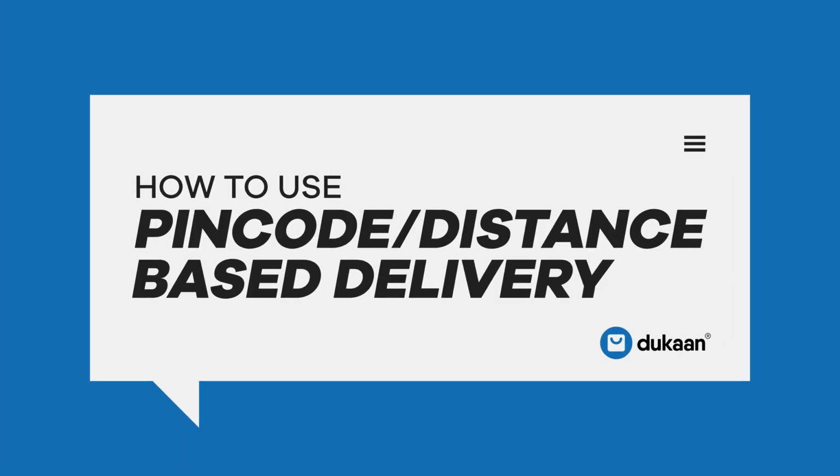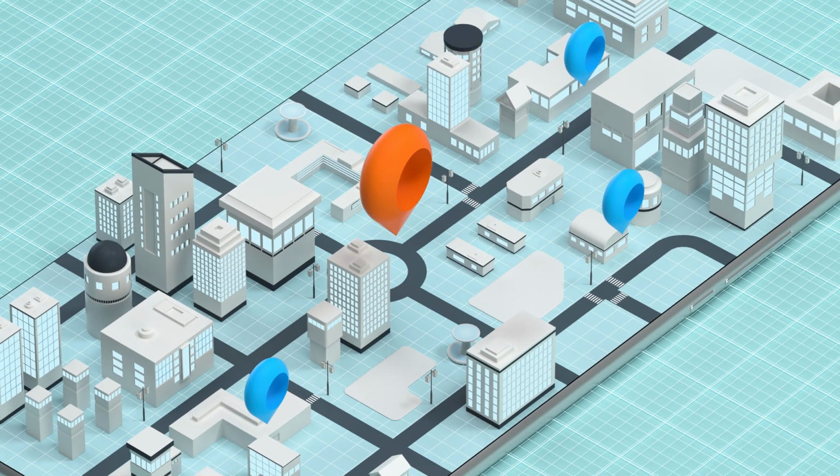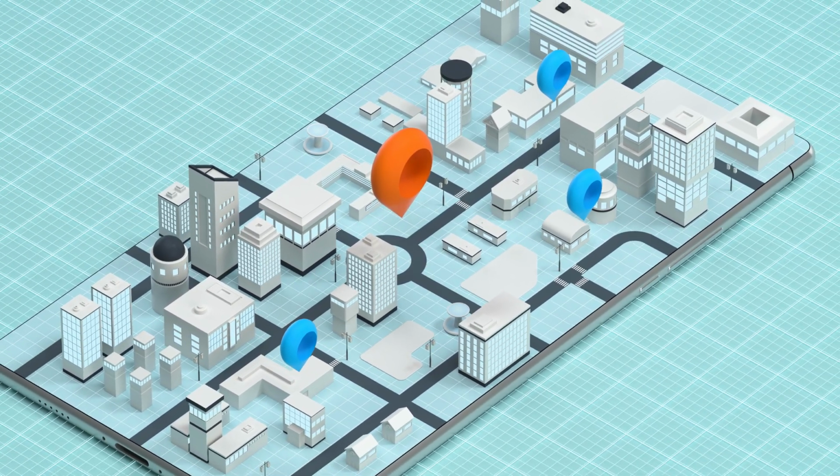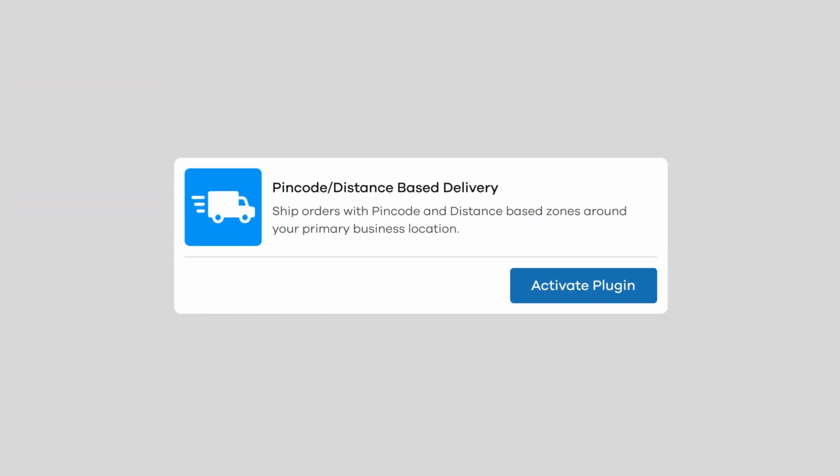Hey there! If you're shipping your products by yourself, chances are that you might have faced challenges with setting different delivery charges based on distance. All those hassles come to an end now. With the new Pincode or distance based delivery plugin, you can now easily define delivery charges for different distance zones. Here's how you can do that.